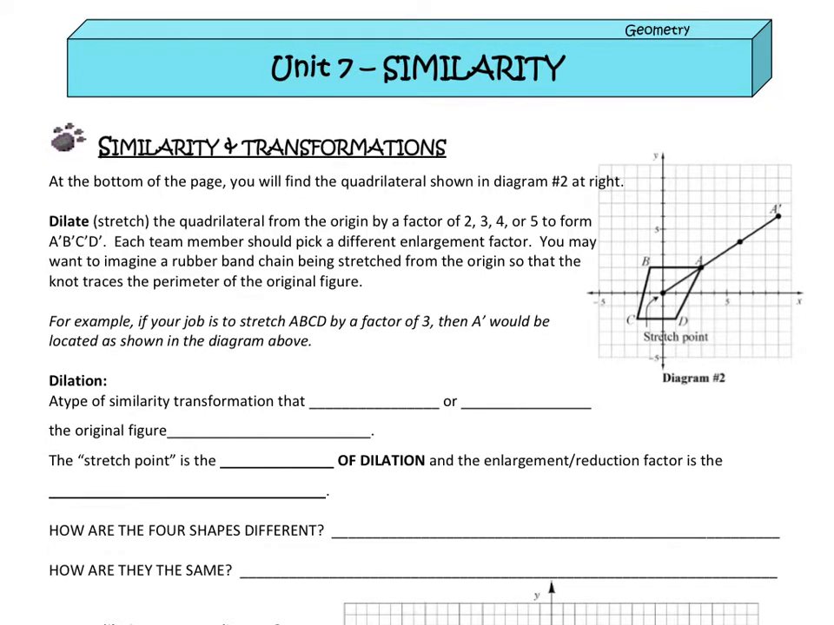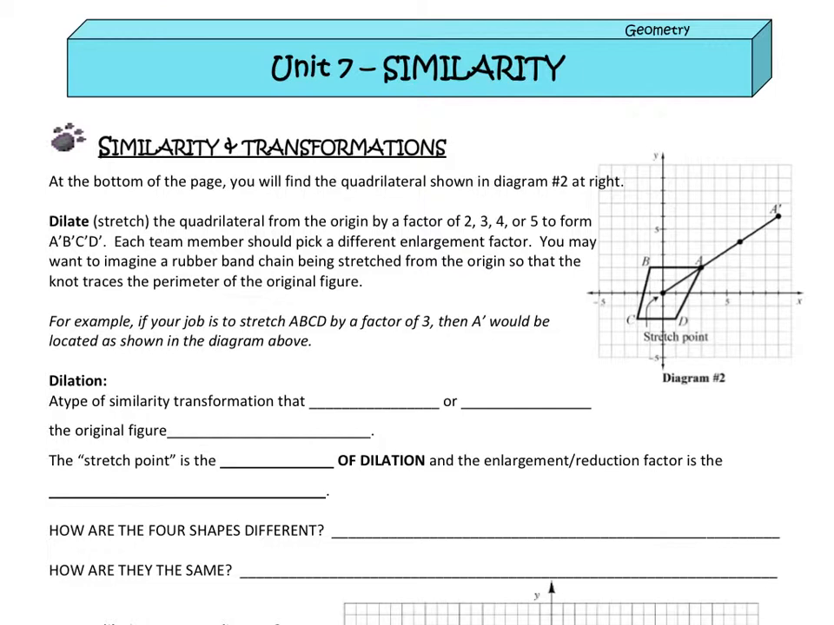Okay, today we're going to start Unit 7 looking at similarity and transformations. We've talked about transformations before. Specifically, we talked about translations, rotations, and reflections. But today we're going to talk about a different type of transformation.